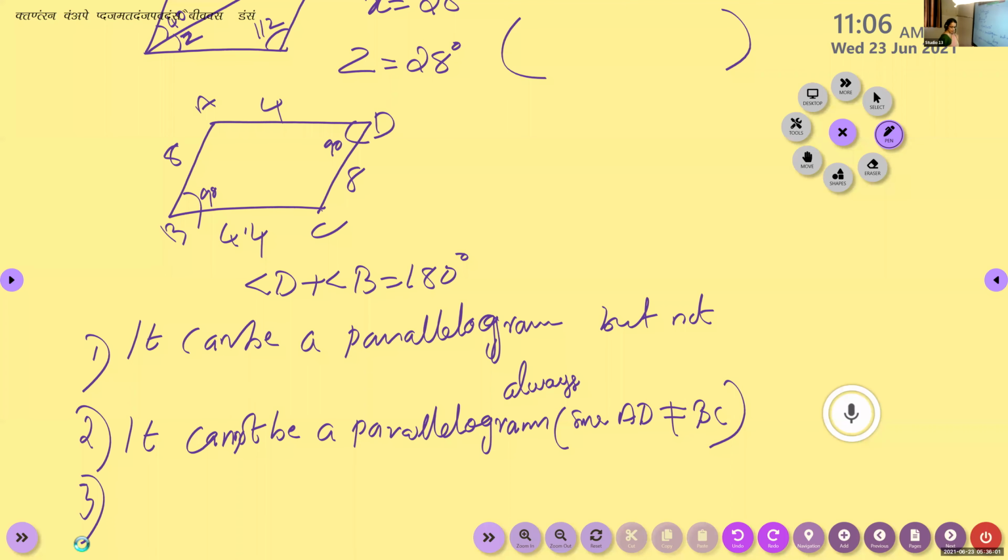Third one also, try. Third: if angle A is 70 and angle C is 65, can it be a parallelogram? No. Why? Because opposite angles should be equal. Right. It also cannot be a parallelogram since angle A is not equal to angle C. If they are equal, then only we can say it is a parallelogram. Opposite angles must be equal for a parallelogram. Here angle A is not equal to angle C.